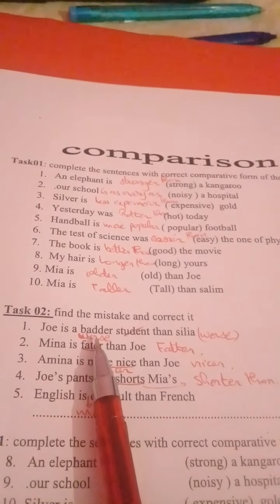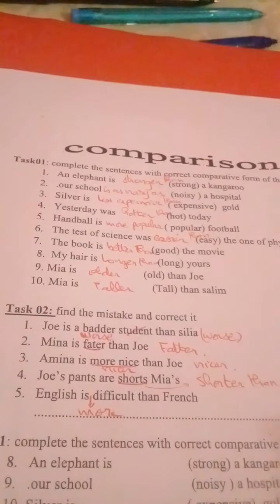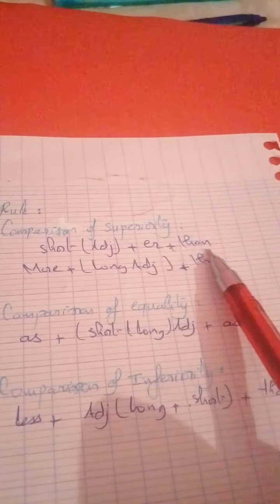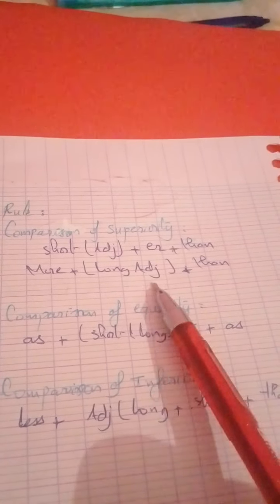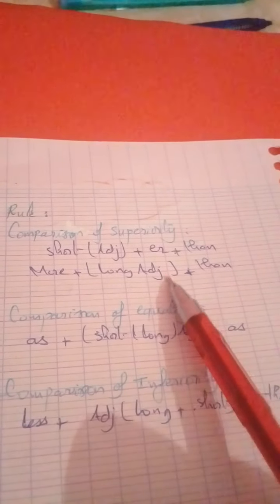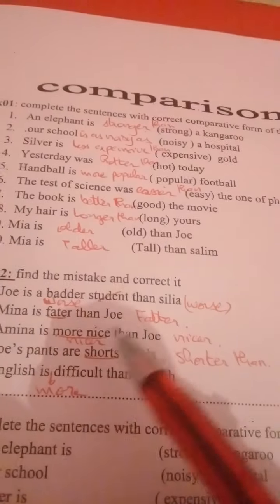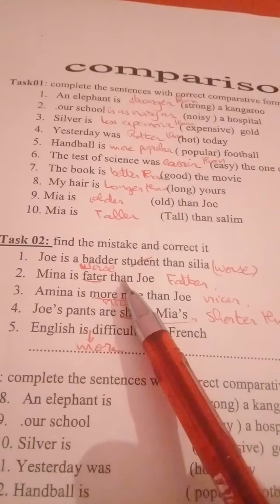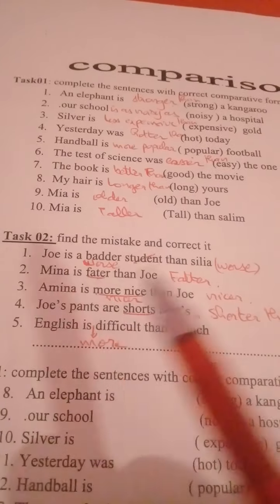You know that in the rule we have, look here, short adjective plus er directly, then we have more directly with long adjective plus than. We don't have anything with the adjective here. So here we're going to omit the word student. Then say, Joe is worse than Celia.